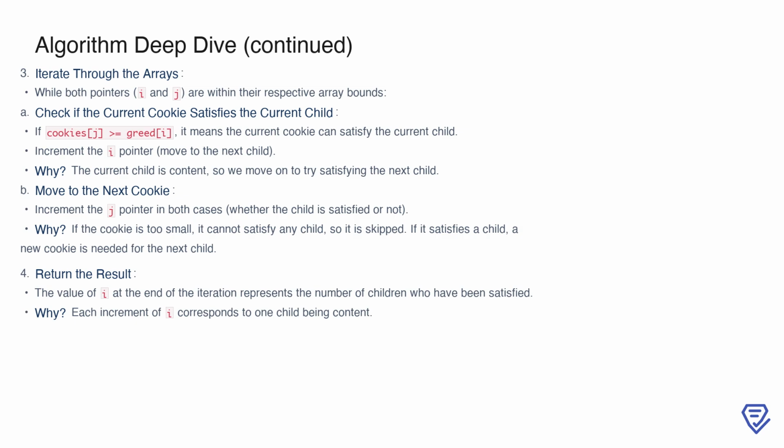Regardless of whether the child was satisfied or not, we always increment the pointer for the cookies array to consider the next cookie. This ensures that we progress through the list of cookies and try to match each with the next child in need. At the end of the iteration, the value of the pointer for the greed array tells us how many children have been satisfied, as each increment of this pointer represents a content child. This simple yet effective process ensures we assign cookies optimally while minimizing unnecessary comparisons.